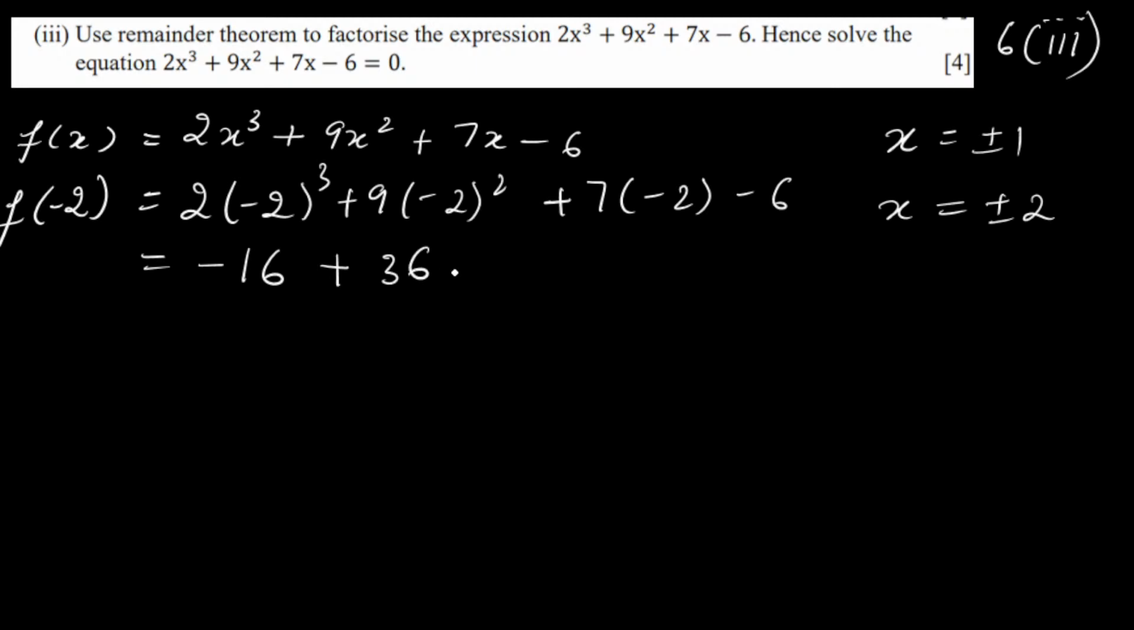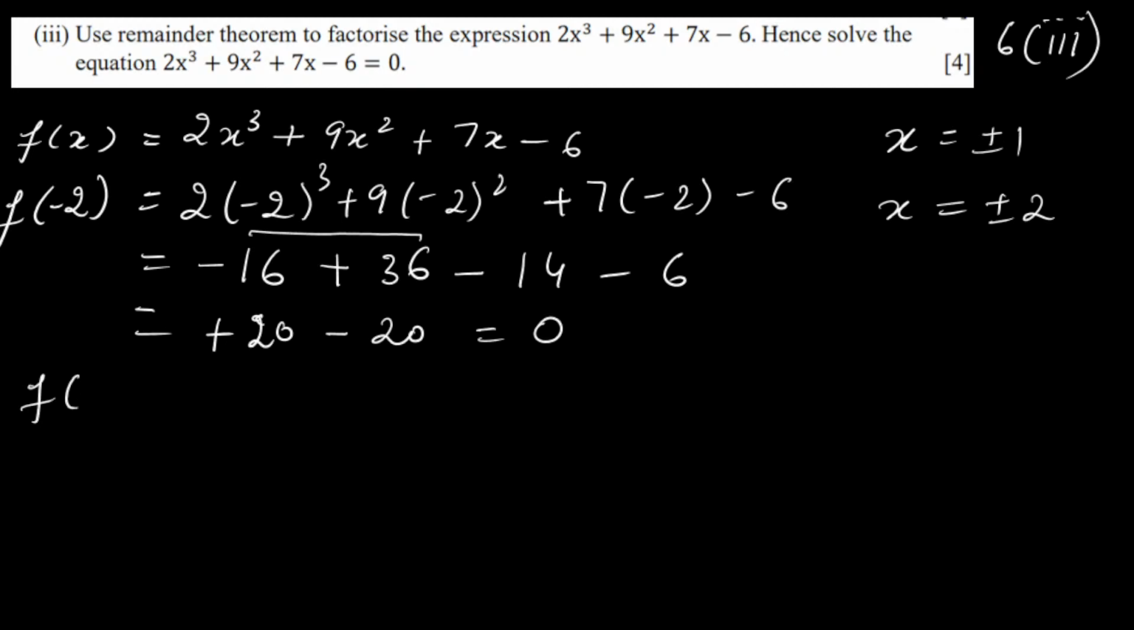So you can simplify this. 36 minus 16 is plus 20, and then 7 into minus 2 is minus 14, minus 6 is negative 20. Plus and minus gives the sign of the greater number, so 36 minus 16 is plus 20, then negative 20. So 20 minus 20 is equal to 0, which means f of minus 2 is equal to 0.